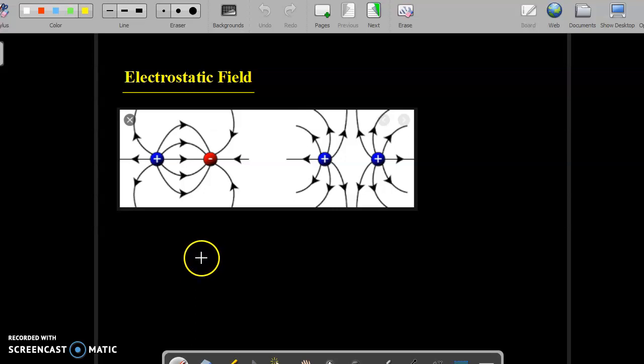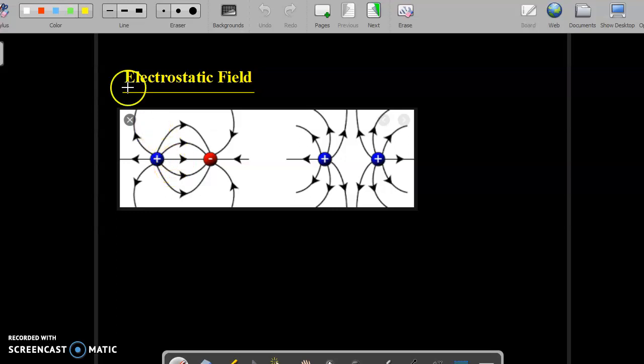Here we can see the lines of force produced by the charge at rest. When two equal and opposite charges come close together, we can see that the lines of force start from the plus charge and end at the minus charge. So these are the lines of force.